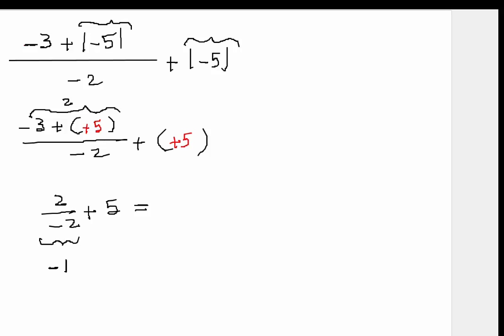Very good. Plus 2 over minus 2 is equal to minus 1. And then we have plus 5. And Casey, what would be the answer here? Minus 1 plus 5. Okay, if I owe $1 and I have $5, I have a total of how much? 4. Okay, very good. That's the correct answer. Now, if you can all follow this, can I see a check mark next to your name, please?